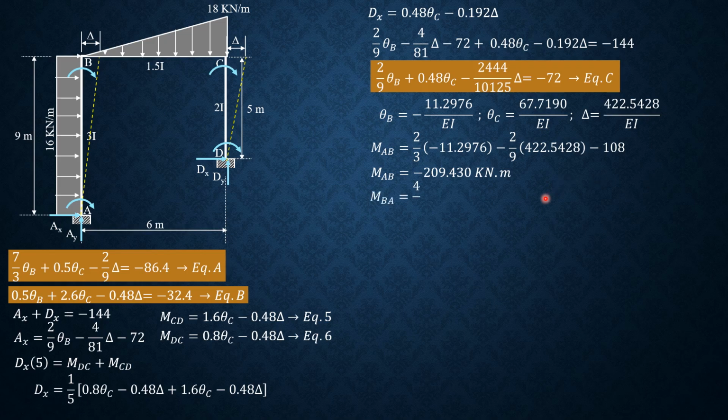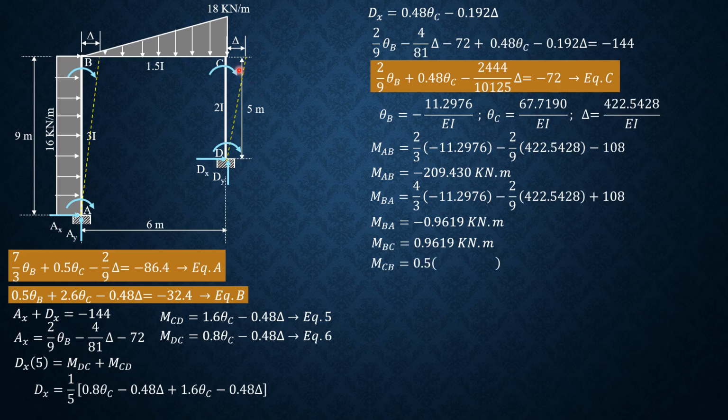MBA is 4/3 of negative 11.2976 minus 2 over 9 of 422.5428 plus 108. So MBA is equal to negative 0.9619 kilonewton meter. Then we need MDC and MCD. MBC therefore is positive 0.9619 because of this joint. MBA is negative, therefore MBC is positive and the same value.